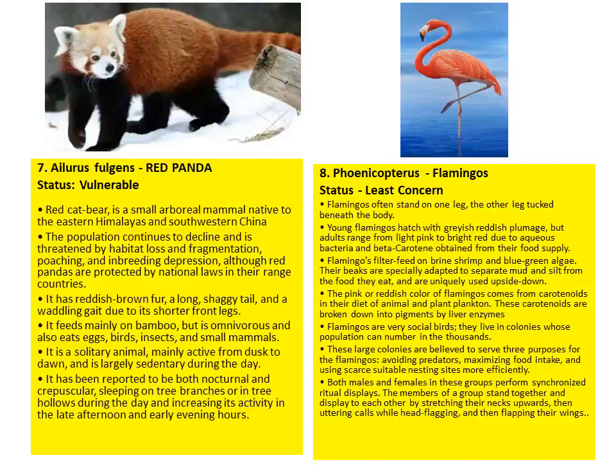continue to decline, threatened species. Habitat loss and fragmentation is there, poaching is there, inbreeding depression is there. That is the main cause for their low number. Reddish brown fur, long shaggy tail. It feeds on mainly bamboo, omnivorous, can feed on eggs, birds, insects as well as small mammals. Solitary individual, mainly active during dusk and dawn.